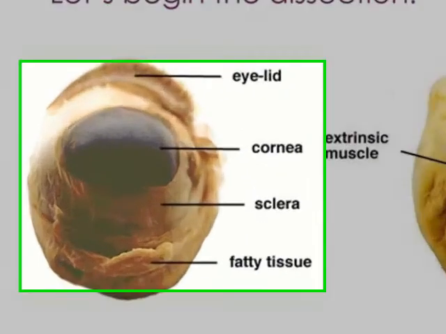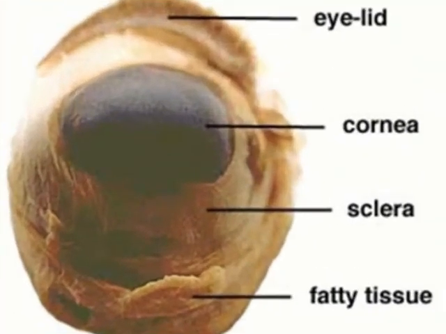Examine the front of the eye and locate the eyelid, cornea, sclera, the white part of the eye, and fatty tissue. We will pause the video now to make sure that everyone is able to locate those parts of the eye.